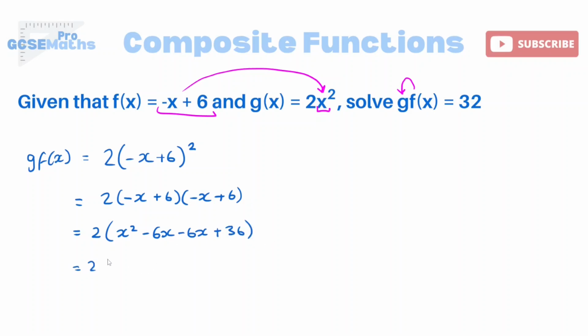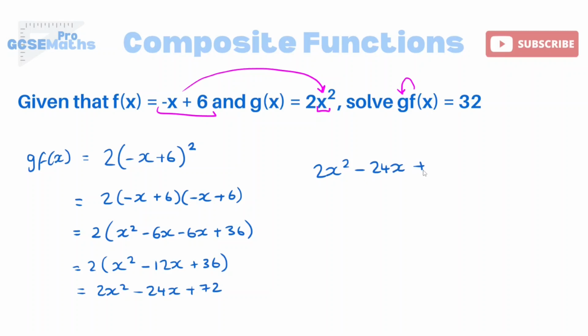Now before I times it by 2, I'm going to simplify those middle terms. So minus 6x minus another 6x is minus 12x, plus 36, and then I can times everything by 2. So 2x squared minus 24x plus 72. Okay, now I know that's g of f of x, but I've also been told that g of f of x is equal to 32, so I can create that equation, can't I? I can then say 2x squared minus 24x plus 72 is equal to 32.